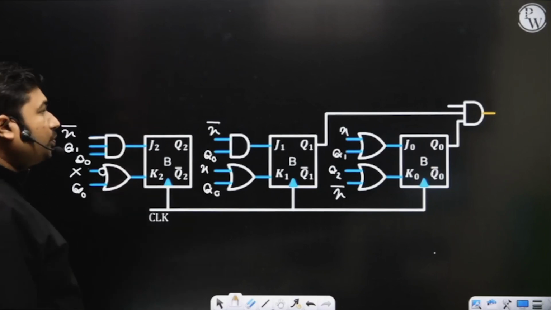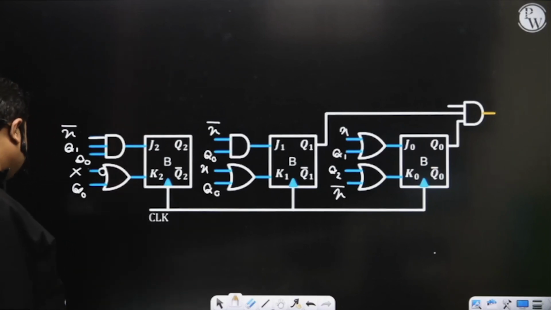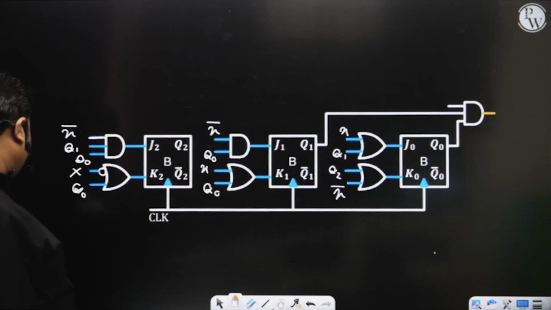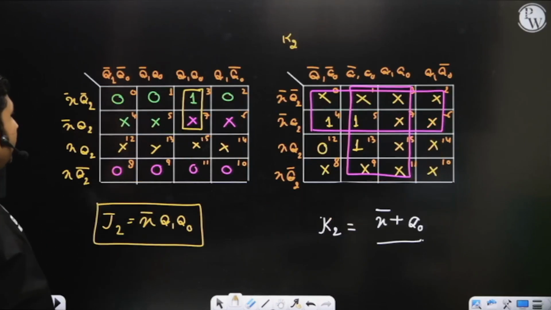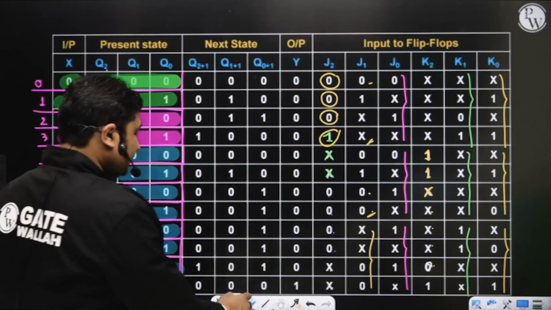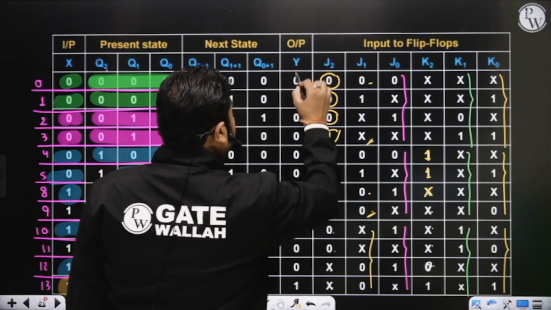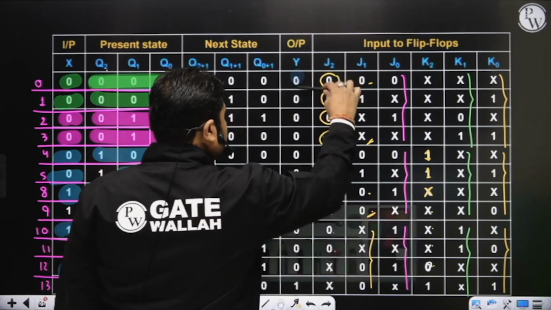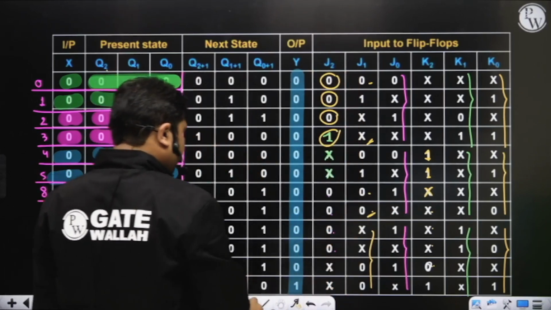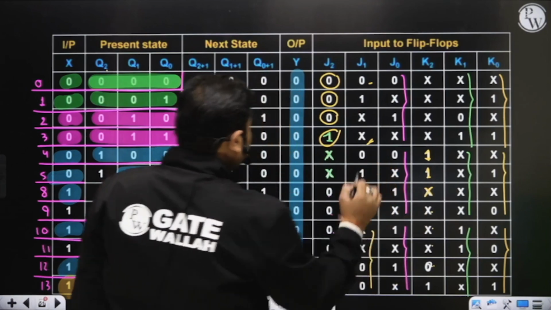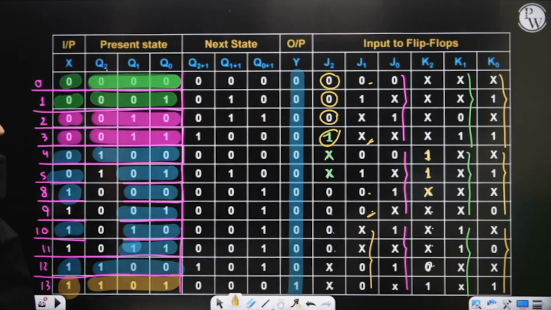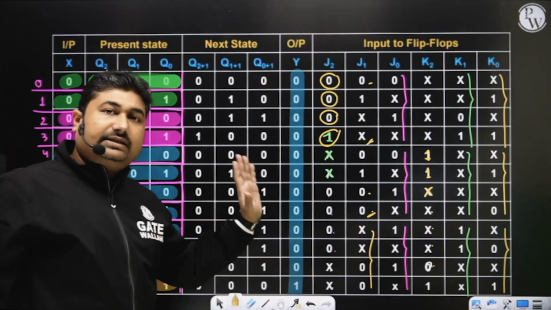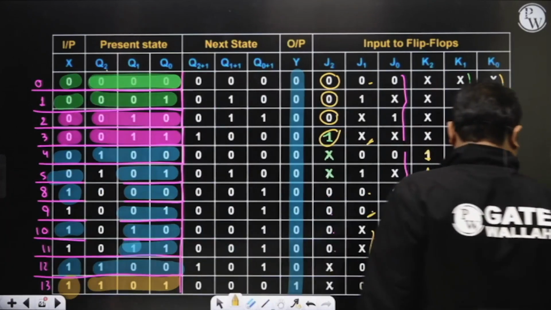What about the output? Output is also a function of X. Yes, sir. So what about the output Y? We need to write the expression for output Y also. Output Y is represented here. So we need to find the minimized expression for output Y also. It is only going to be high on the binary condition of 13. At all other conditions it is 0.